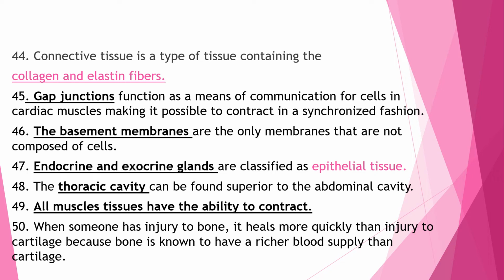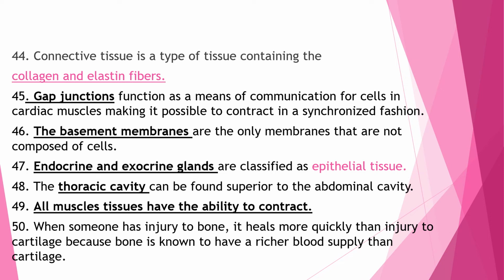Okay, number 46. The basement membranes are the only membranes that are not composed of cells. Next, number 47. Endocrine and exocrine glands are classified as epithelial tissue.